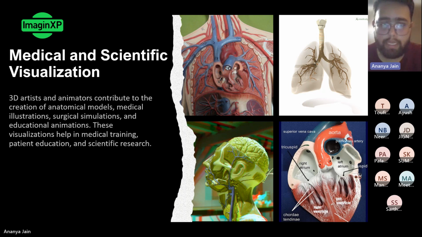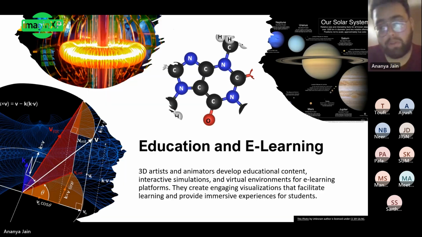What we can see here are anatomical images and models of medical illustrations, surgical simulations, and educational videos for medical people. These visualizations basically help them in their medical training, and in educating them about how the body of a patient works. So this is probably the most scientific research kind of industry.